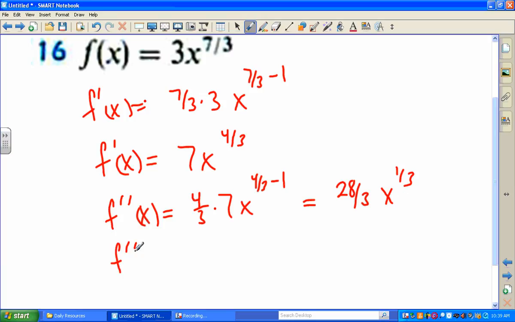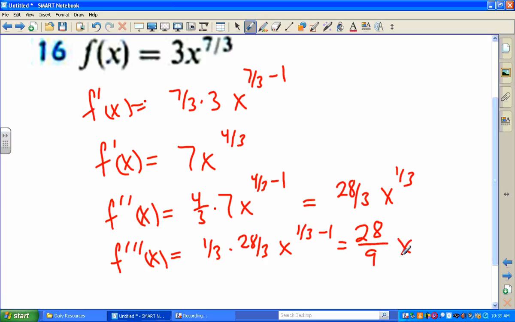And the third derivative is the derivative of the second derivative. So I'm going to take 1/3 times 28/3 x to the 1/3 minus 1. So you end up with 28/9 x to the negative 2/3. Hey, you can leave your answer like that. You don't have to rationalize it.